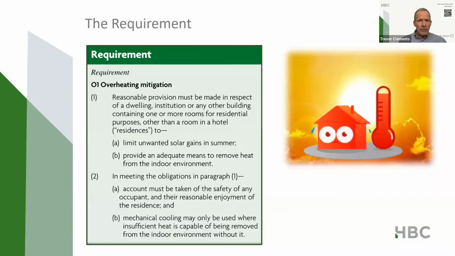So here is the requirement, requirement O1. I'll read it to you, clause 1. Reasonable provision must be made in respect of a dwelling, institution, or any other building containing one or more rooms for residential purposes other than a room in a hotel to A, limit unwanted solar gains in the summer, and B, to provide an adequate means to remove heat from the indoor environment.